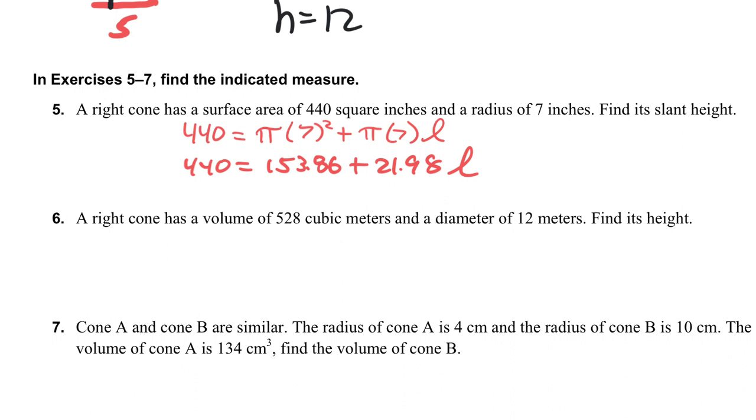So we have really a two-step equation here. I'm not going to finish this, but you would just subtract the 153.86 and then divide by the 21.98 to get the slant height.